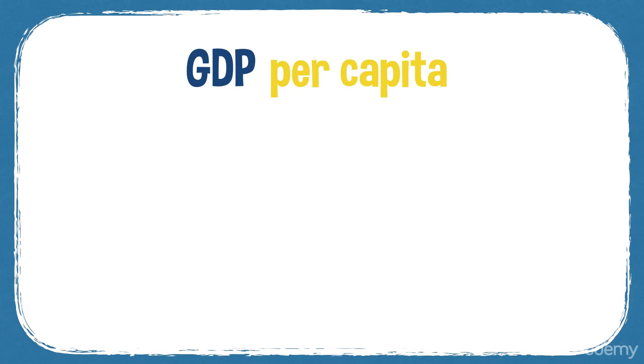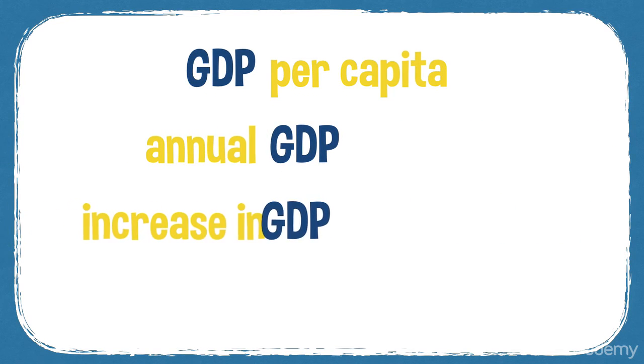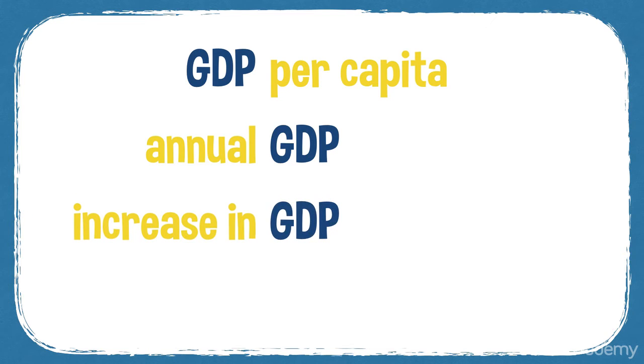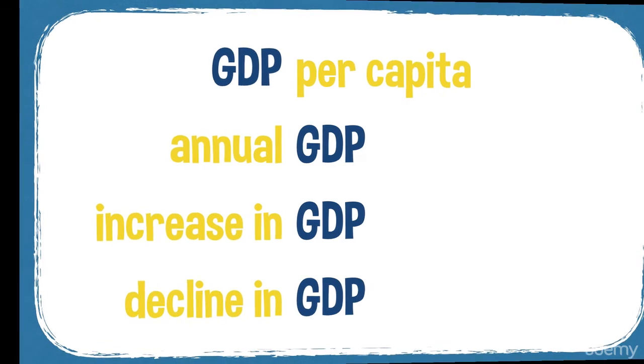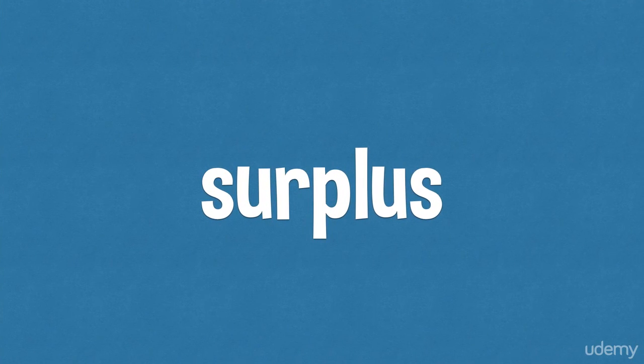So, a typical collocation then is GDP per capita, also annual GDP, increase in GDP, and decline in GDP. Now, GDP is a very specialised phrase, so there's no synonyms here, although you could use the word wealth. So the country's wealth is its GDP. Your next word is surplus.